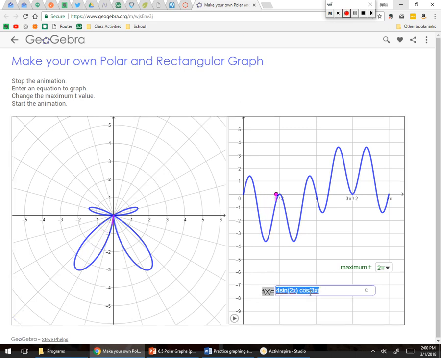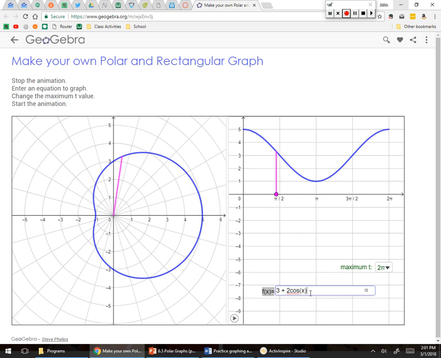I'd like to show you, let's start with a couple different limaçons here. How about 3 plus 2 cosine x? And I wanted to show you a point I would have liked to have made yesterday that we didn't quite get to. If you just see what I typed in, it's 3 plus 2 cosine x.